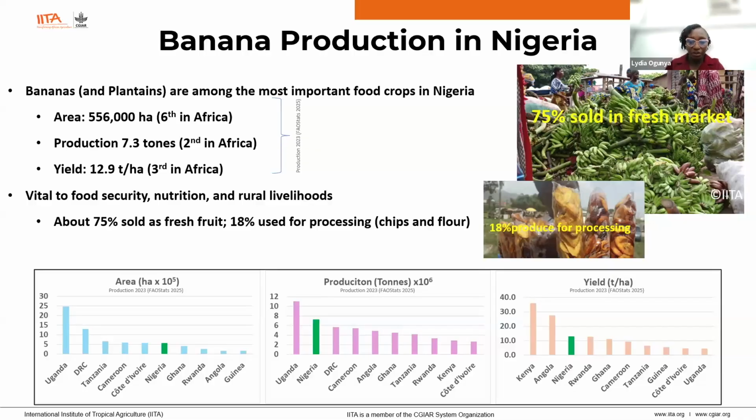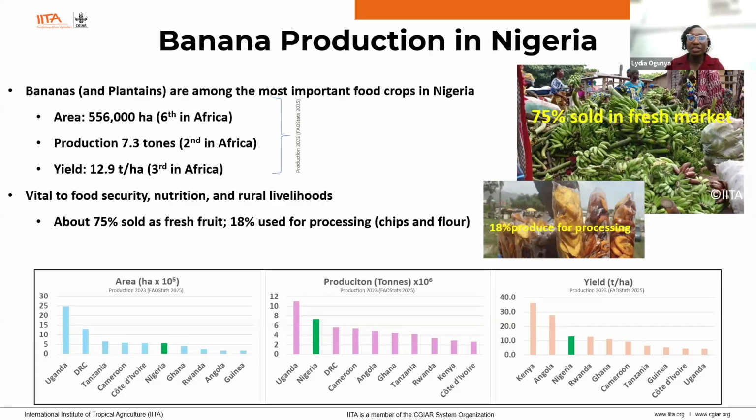We see the distribution in the graph here, showing that Nigeria is closely following after Uganda. And the yield per hectare shows that Nigeria produces 12.9 tons per hectare in Africa. This is a very instrumental capability in this country, making it a cornerstone for food security, nutrition, and rural livelihood.